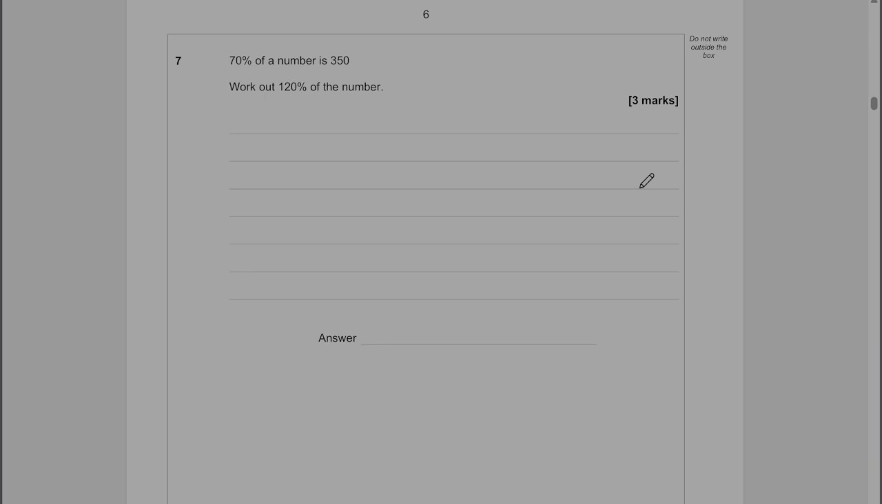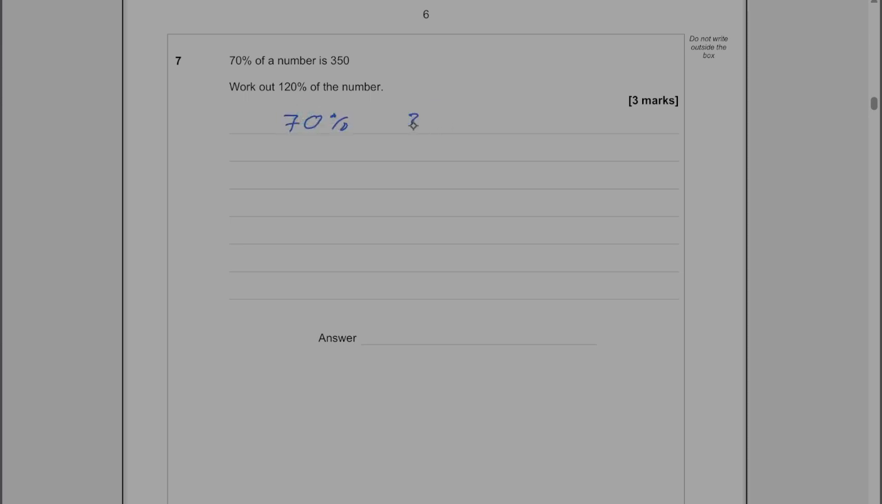Okay, question 7. 70% of a number is 350. Work out 120% of the number. So I'm going to break it down like this. 70% of a number is 350. So I'm going to break it down to 10%. 10% of the number would be divide by 7, so 50. So 120% would be times that by 12, which would be 600.